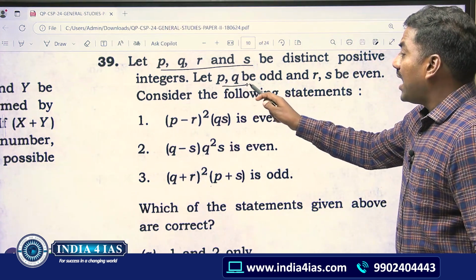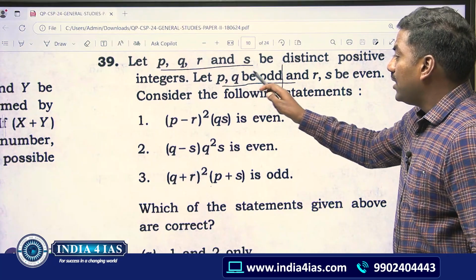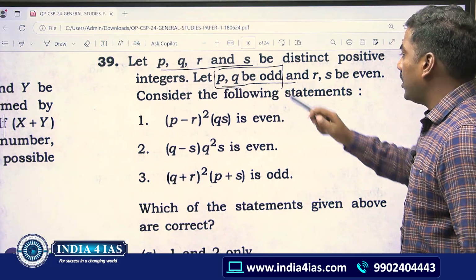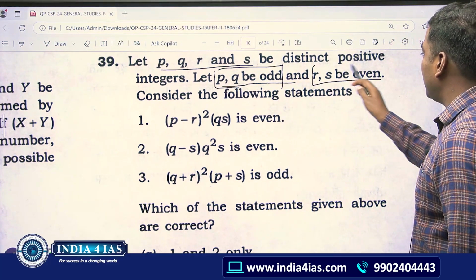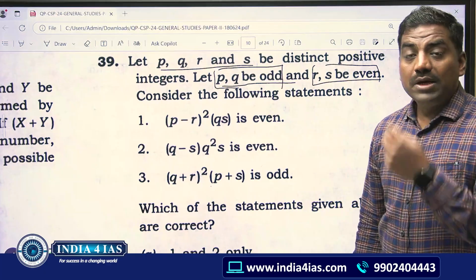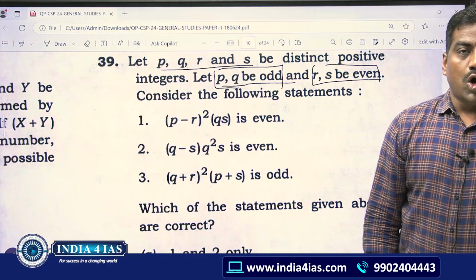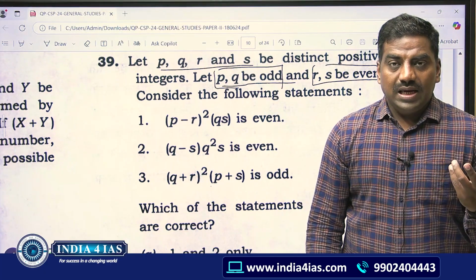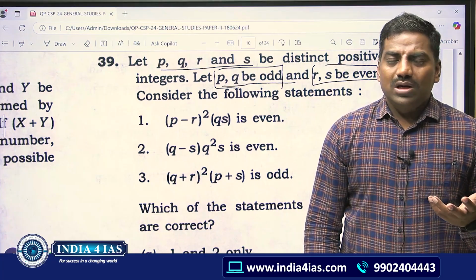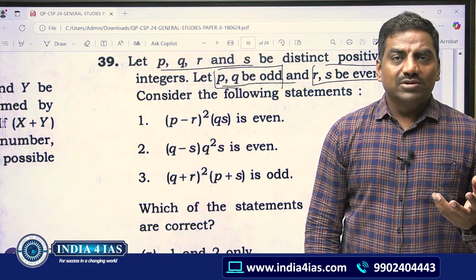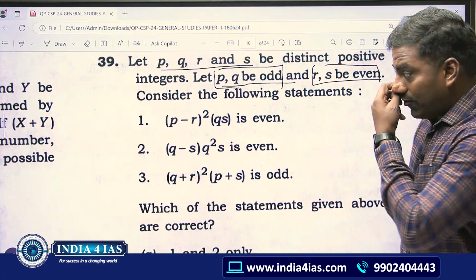Let P and Q be odd. Then R and S be even. So this is a basic concept. Whenever we are doing the operations with the odd numbers and even numbers, we have certain formulas, not formulas I would say, we have certain shortcuts there. So that we'll see here.